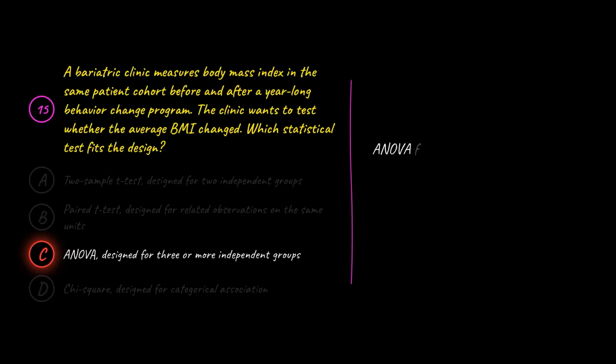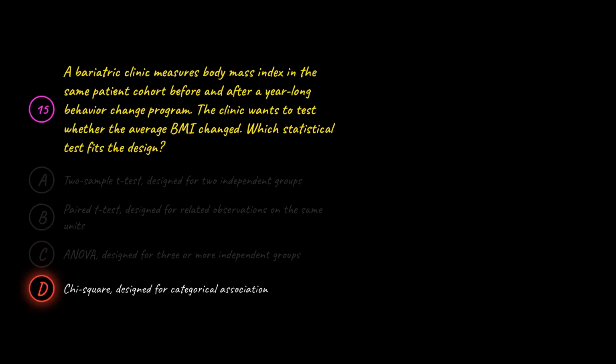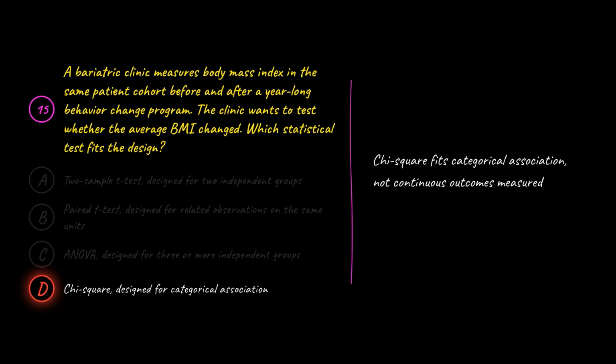C is wrong because ANOVA fits 3 or more groups, not 2 paired sets. With only 2 time points and matched observations, ANOVA would discard valuable pairing information. D is wrong because chi-square fits categorical association, not continuous outcomes measured before and after on the same patients.